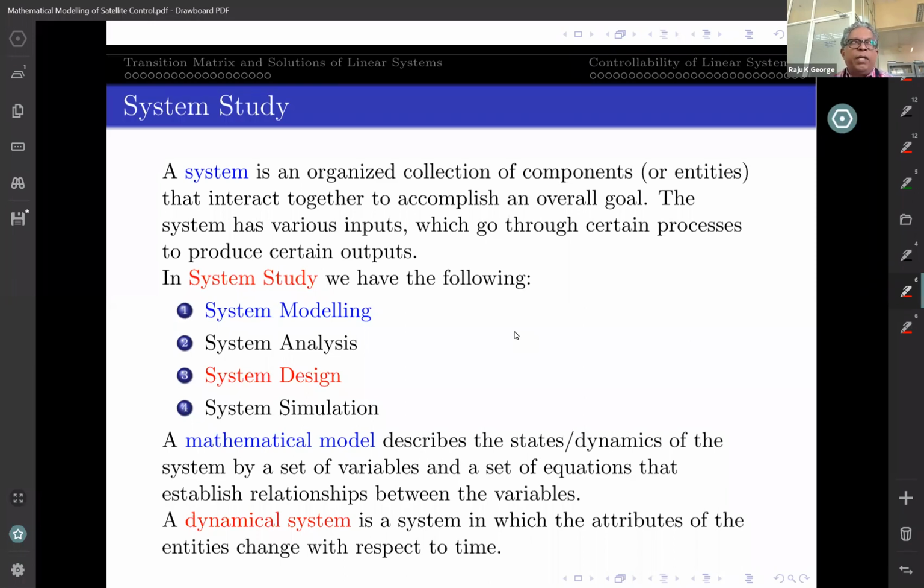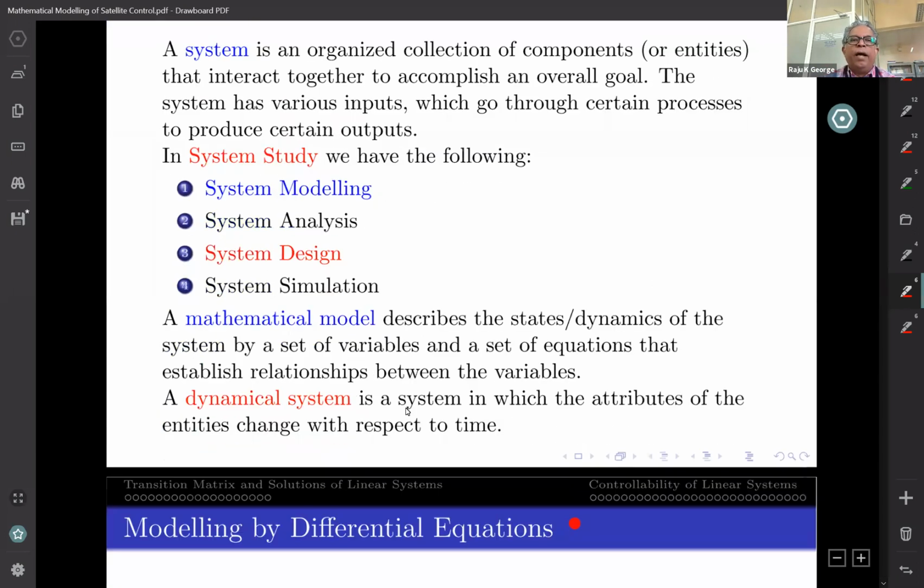Now, the system itself could be a dynamical system or a static system. A system is said to be a dynamic system if the system variables or the states of the system are changing with respect to time. If there's a change in the system attributes or entities with respect to time, we refer to such a system as a dynamical system.